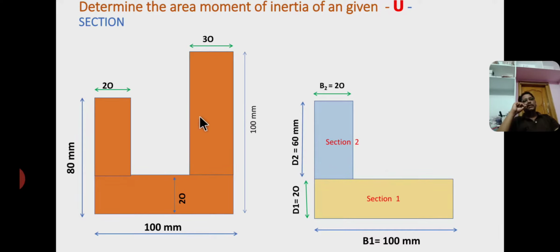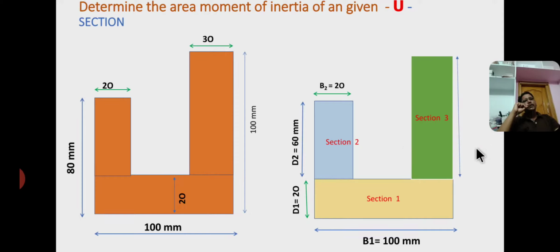Similarly, I consider this right side rectangle as section 3 having dimensions height or depth d equal to 80 mm. From here to here the total height is 100, but I consider from here to here only, that is 100 minus 20 equals 80. Therefore the height or depth of the third rectangle d3 equals 80 mm and thickness, or base, b3 equals 30 mm. Now I consider the x-axis at the bottom edge and the y-axis at the left side edge.